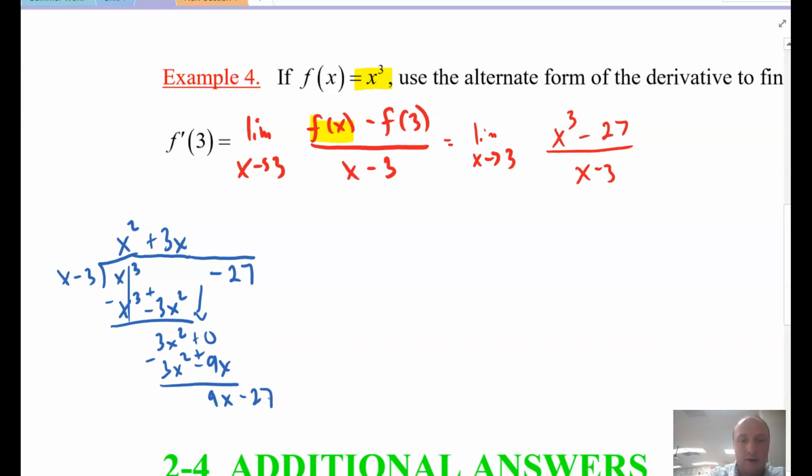And then I have to divide 9x by x. That gives us plus 9. 9x, 9 times negative 3, negative 27. Look at that, they cancel. A remainder of 0, that means they are factors. And we know this, we knew it was going to happen.